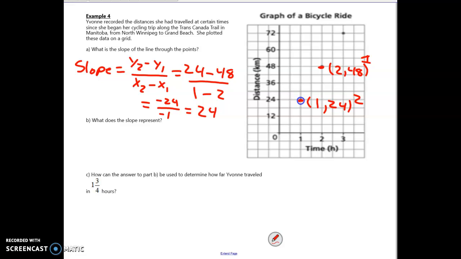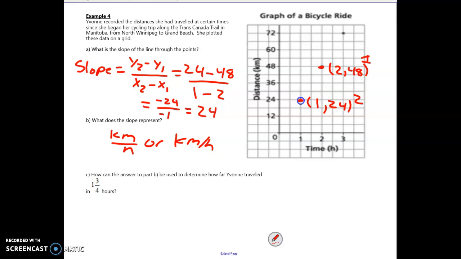Nice. So what does the slope represent in this one? Our slope represents the rise over run. So our kilometers on our y-axis over hours would be kilometers per hour. So it's talking about a speed. The slope is our speed.